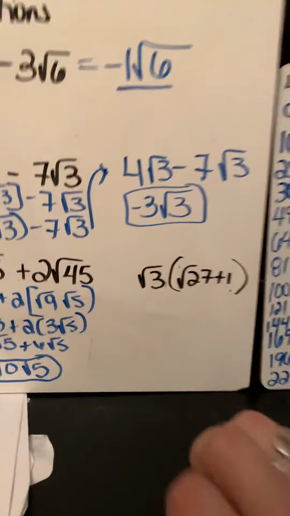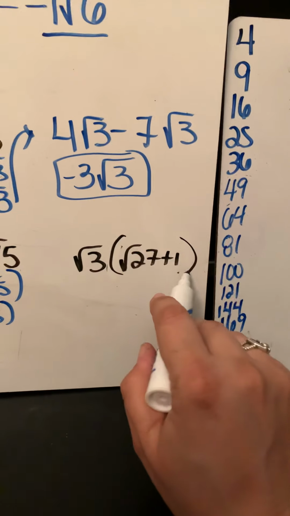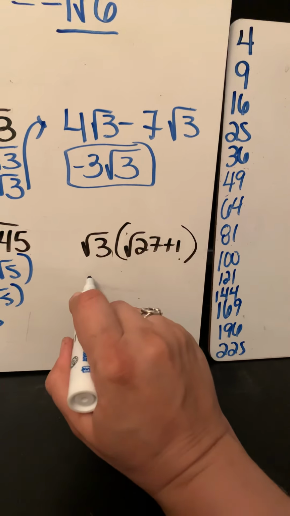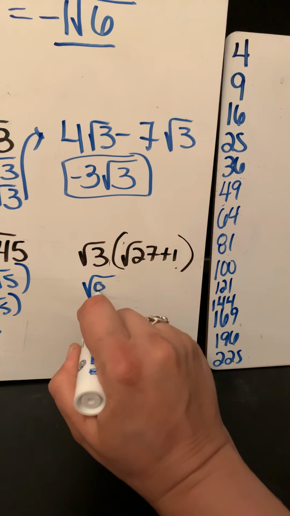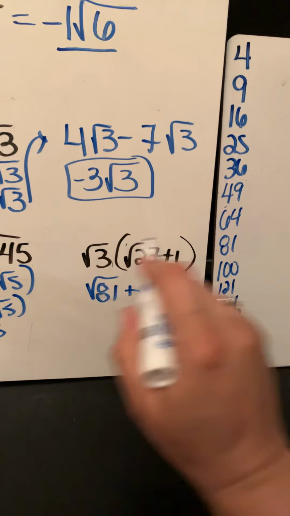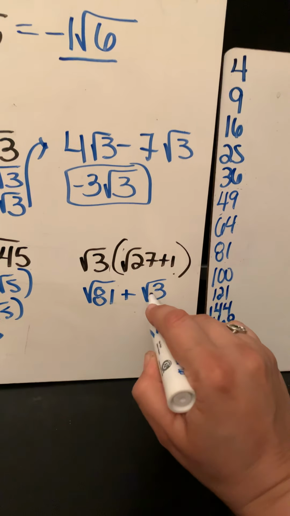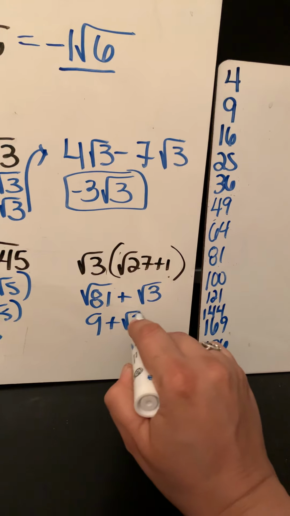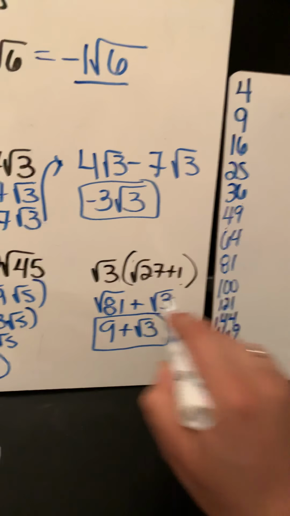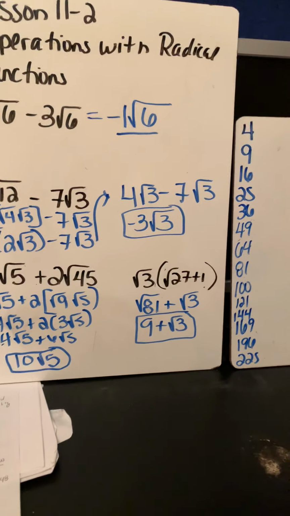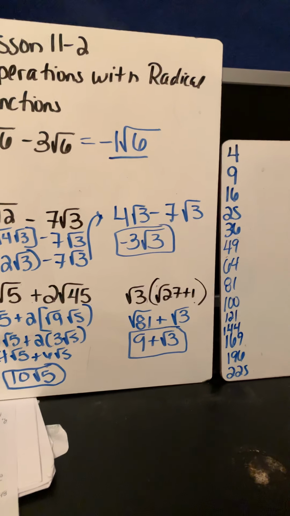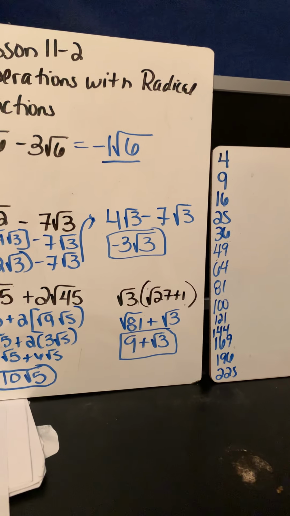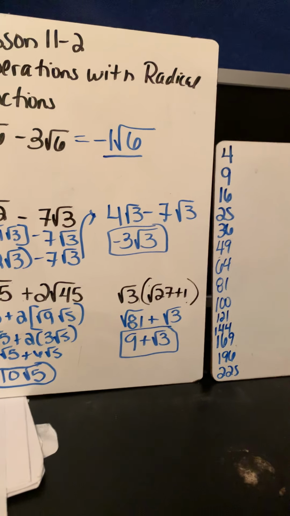Okay, multiplying. So this one here, distributive property. So I'm going to take root 3 times root 27, which is root 81. What's root 3 times 1? Root 3. Well, what's the square root of 81? 9. I can't go any further. There's nothing more left for me to combine. So I leave it as 9 plus root 3. So with those, you just distribute through, and you just multiply it all the way through. Okay?